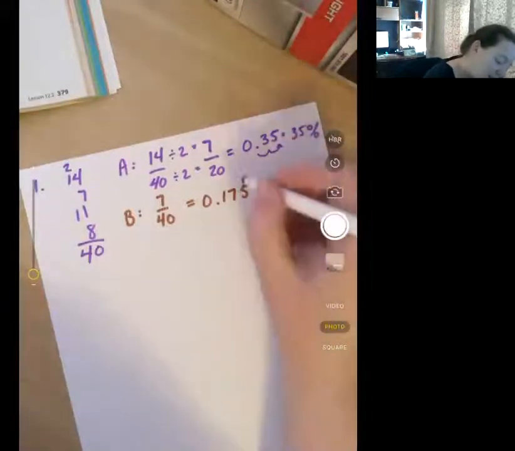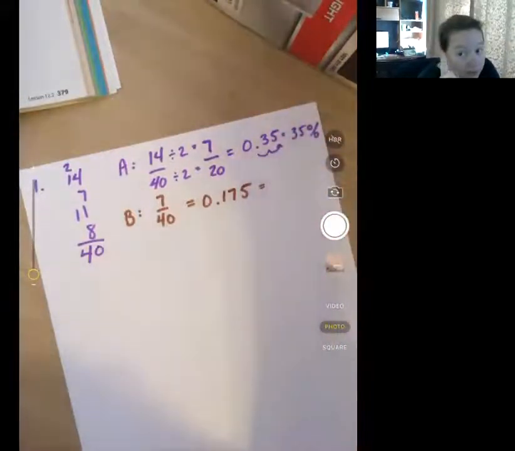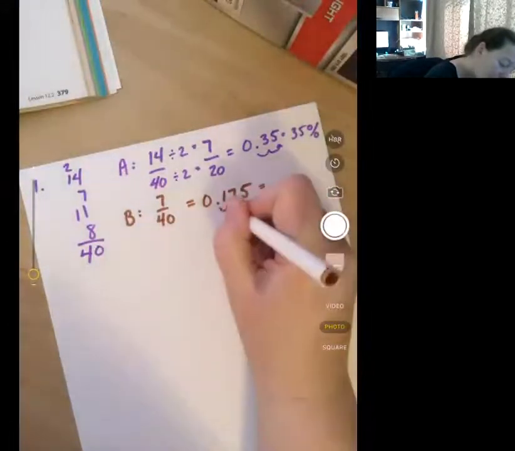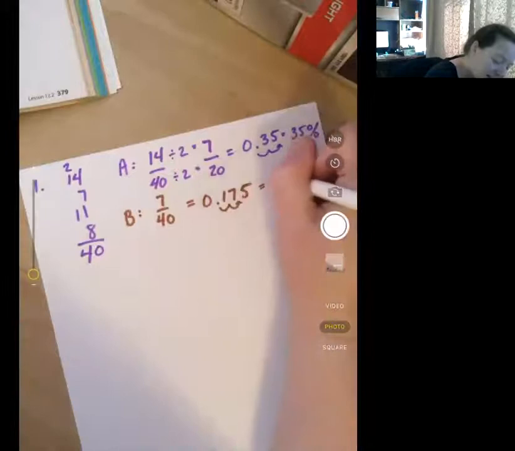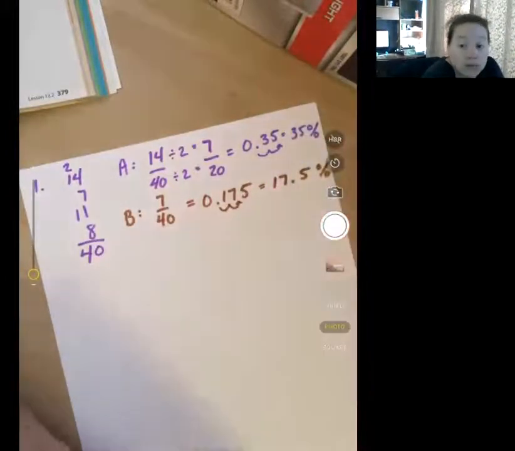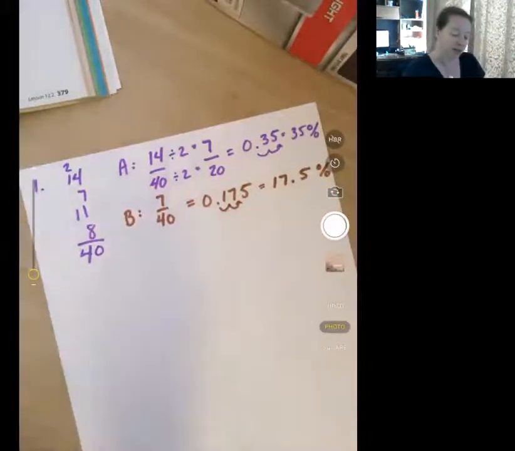I move the decimal point. Now, here it gets tricky. I only move the decimal point 2 times. Doesn't matter how many numbers I have. 2 times, that's it. 1, 2. So that makes it 17.5%, or 17 5/10%. Letter C.